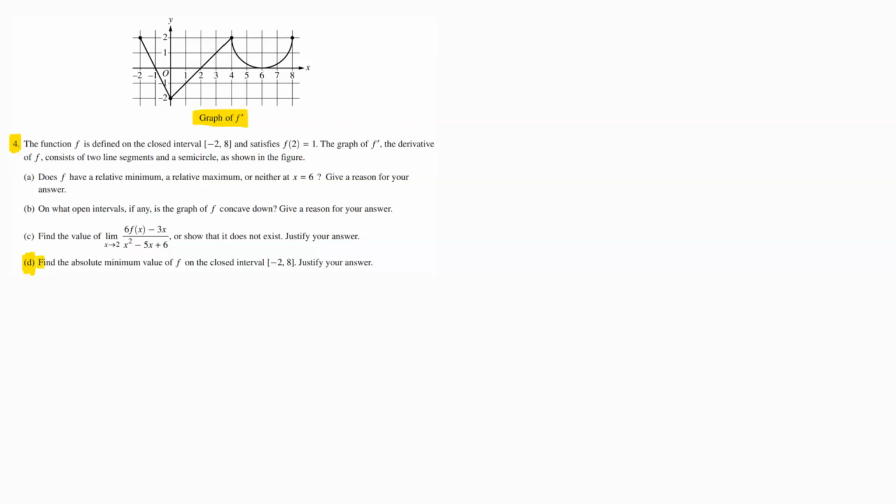D wants us to find the absolute minimum of the original graph f on this closed interval from -2 to 8. Anytime you see that language, absolute max or min, this is a set of steps. It's the same set of steps every single time you see it. And so you just want to have these steps down as a part of your process going in to take this test. Step one of an absolute max min problem would be to find the derivative.